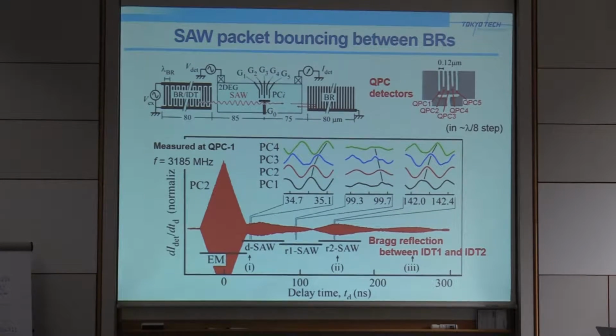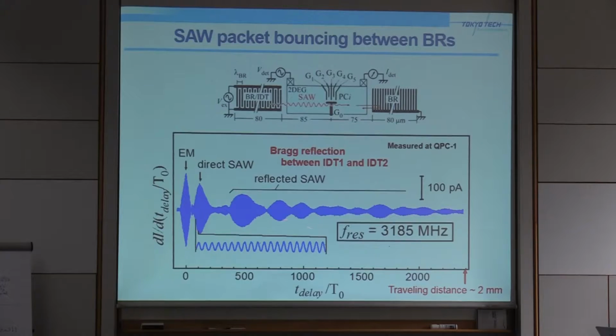Is there no direct electric crosstalk to the other cavity system? We haven't confirmed this, but based on the timing, this is a timing where the wave packet is just reflected back and arrives at this quantum point contact. Your question? This was my question.